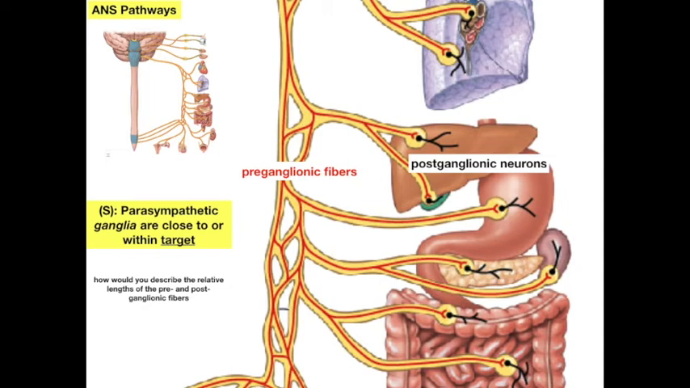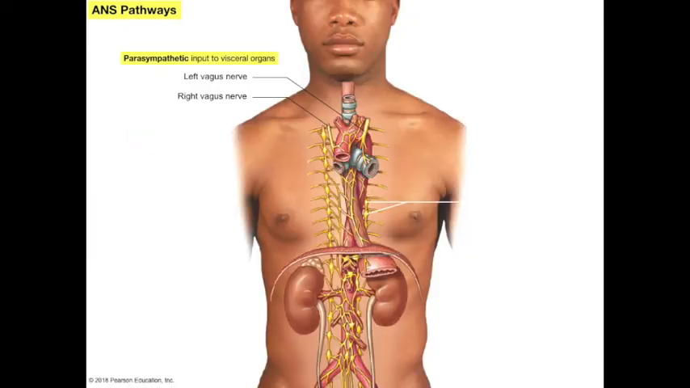Once you know that fact, you can deduce the preganglionic fibers are relatively long and the postganglionic fibers are relatively short. So your vagus nerve is leaving your brainstem, and its axons travel down a distance to reach the postganglionic neurons in the parasympathetic ganglia close to the target. We're going to compare that with the sympathetic ganglia, which are located some distance from their target.